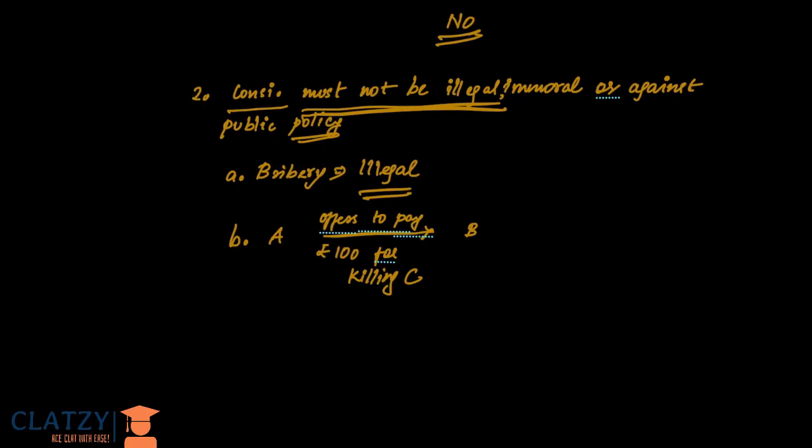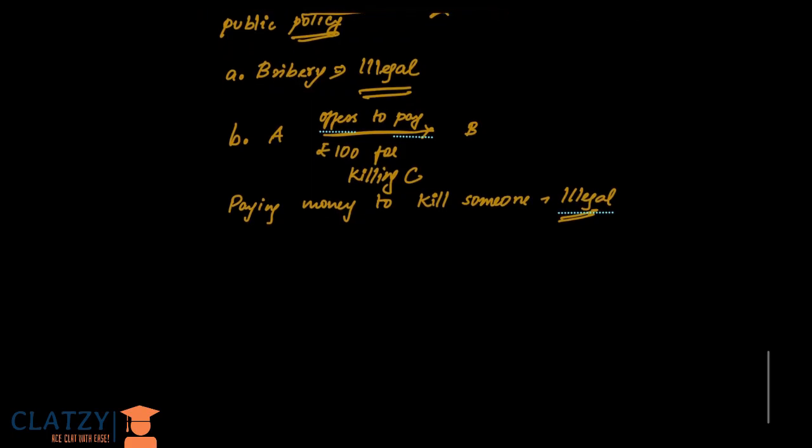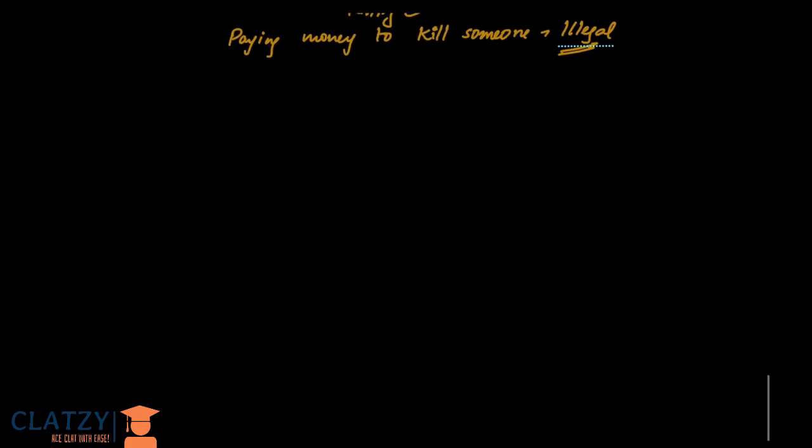To know that, you will need to see whether this consideration is legal or not. Paying money to someone for killing somebody, is that legal or illegal? The answer is illegal. Paying money to kill someone is illegal. Hence, this consideration is also illegal and therefore not a valid consideration. Let's look at another example.